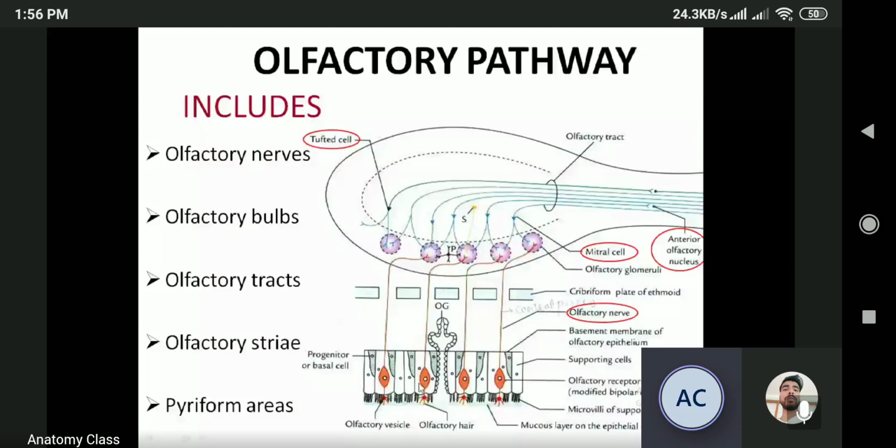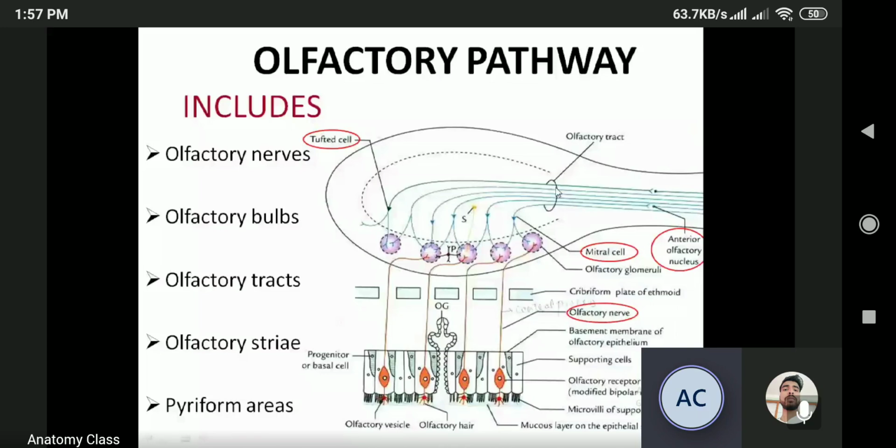So it pierces the cribriform plate of the ethmoid to enter into the olfactory bulb, where it synapses with the mitral and tufted cells present within the olfactory bulb. The olfactory bulb is an ovoid mass of gray matter situated on the orbital surface of the frontal lobe. This olfactory bulb later on continues as the olfactory tract, which is formed mostly by the axons of mitral and tufted cells.